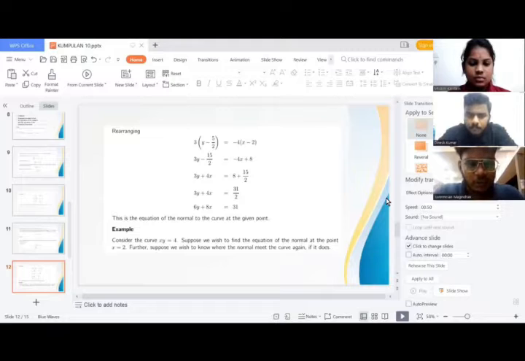This is the equation of the normal to the curve at the given point. As per example, consider the curve xy is equal to 4. Suppose we wish to find the equation of the normal at the point x equal to 2. Further, suppose we wish to know where the normal meets the curve again, if it does.